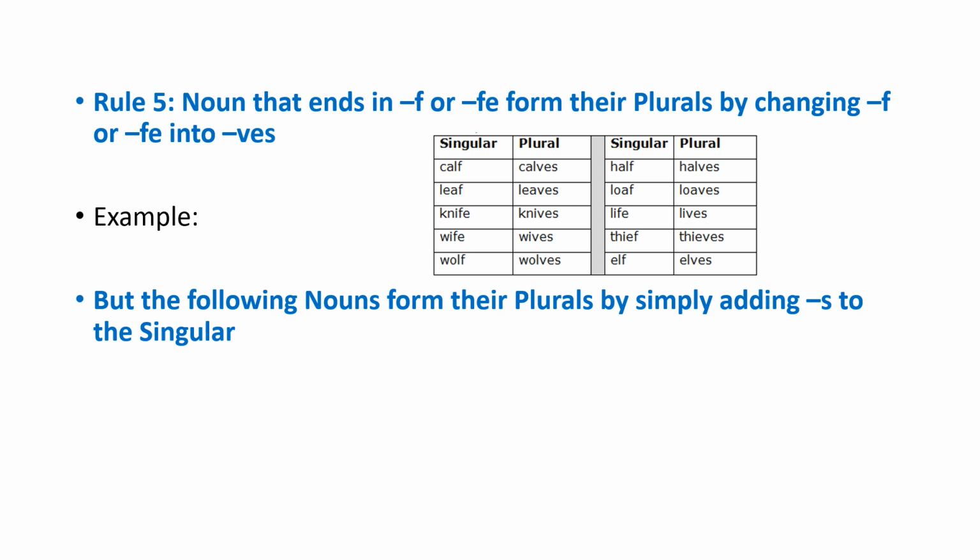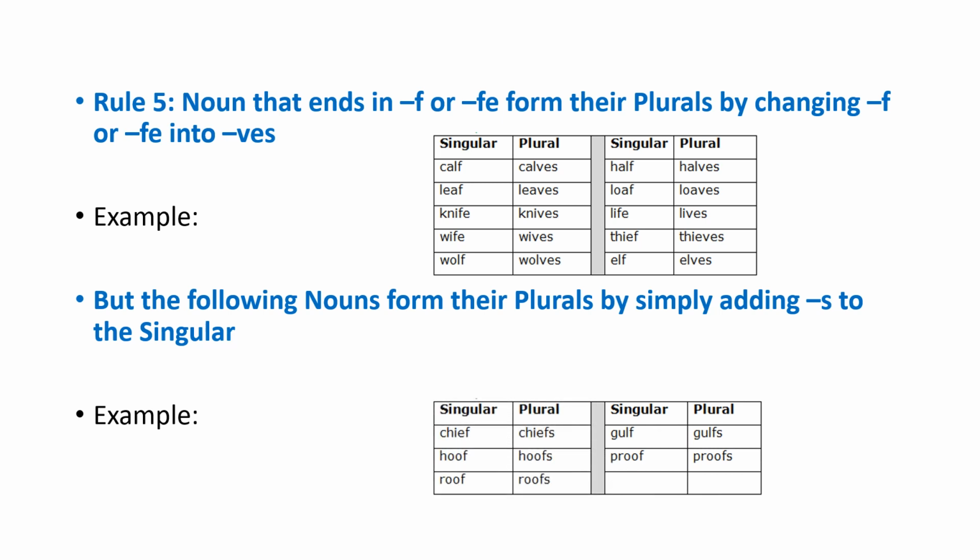But here are the following nouns which form their plurals by simply adding s to the singular. Though these words are ending in f, we will simply add s. These words will not follow any rule. So these are exceptions. So you have to memorize these words as they are.